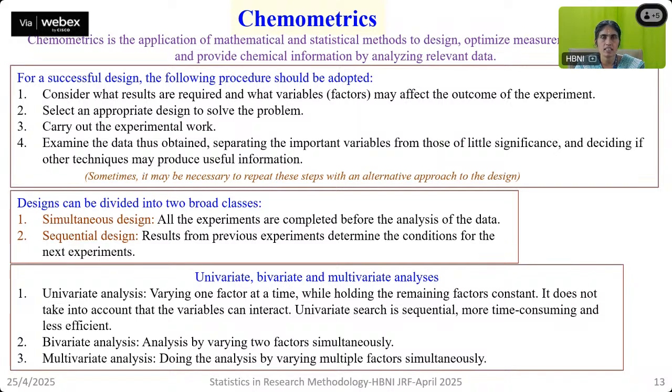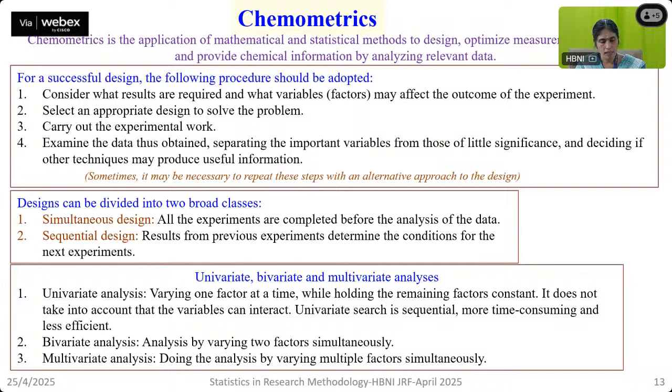The designs can be done either simultaneously or sequentially. I will tell you what is simultaneous design. In simultaneous design, all the experiments are completed. This is regarding the analysis of data. Otherwise, one can anticipate what factors are going to affect my experiments, combine all the factors and do simultaneous variation of all these factors. For all these things, statistical software is nowadays being used. We will see in the next class what software is available for doing such exercises.